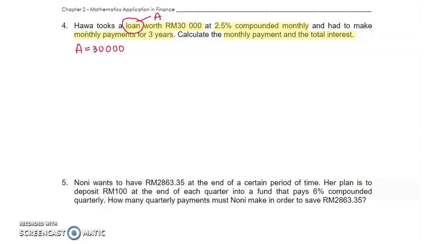Okay, now extract the info given. Annual nominal rate 2.5%, compounded monthly, so m equal to 12. For how long? For 3 years, so t equal to 3. Okay, calculate the monthly payment, which is value R, and the total interest I. Okay, as usual, calculate the interest rate for each interest period. So here, 1 year, the rate is 2.5%. Interest compounded monthly. So every month, how many percent?